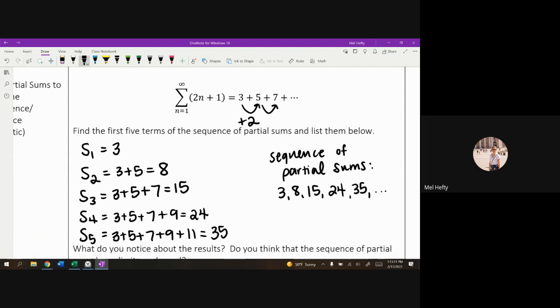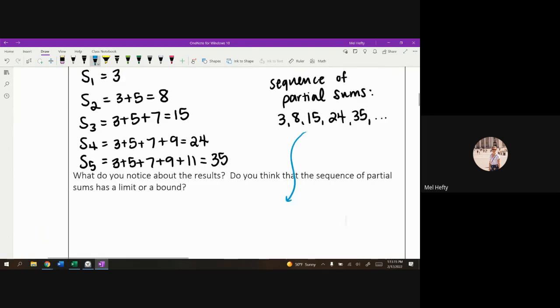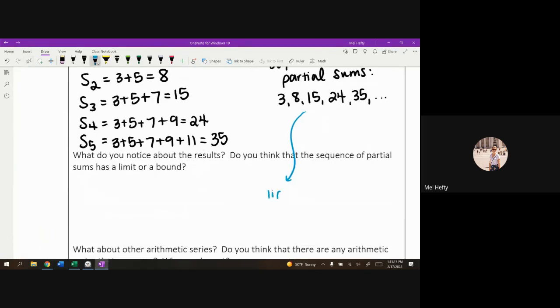All right, and I would like you to make a prediction. What do you think if I took this to infinitely many terms? I can't really get there, which is why I'm using a limit. If I went to infinitely many terms, do you think I'm going to get a number? Or do you think I'm going to get something that's too big to be a number? I think it's going to be too big. I think it's going to be too big as well.